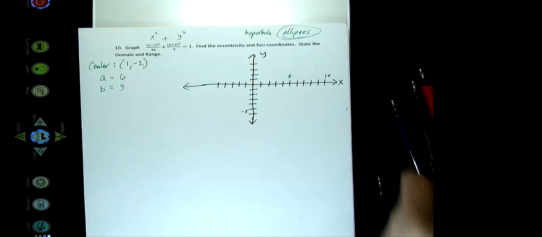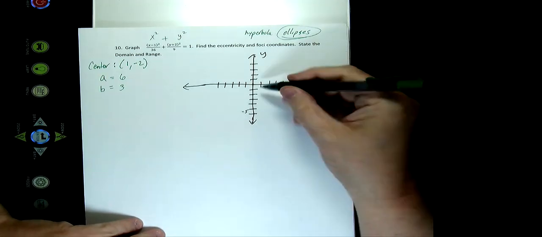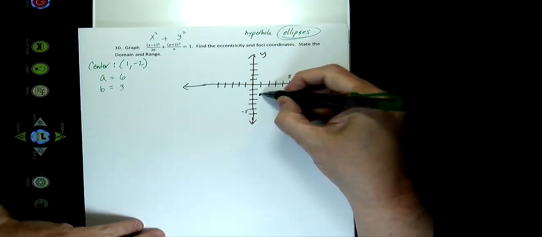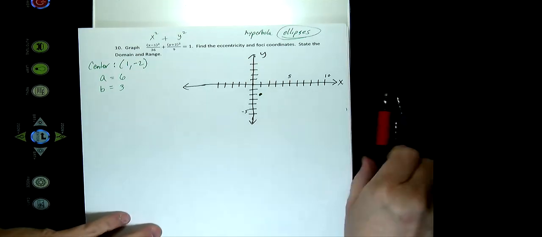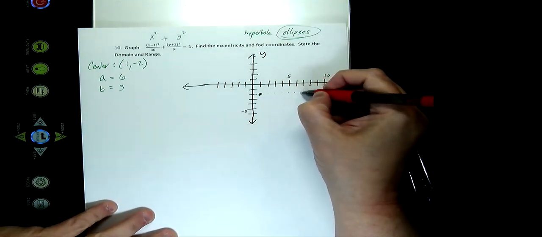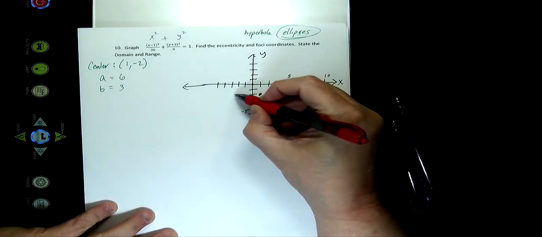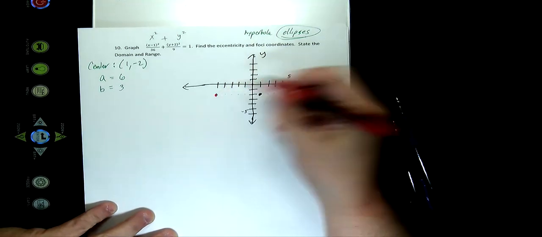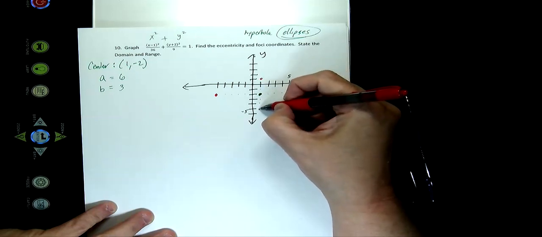All right, I'm going to put my center down right where I said it was, 1, -2. What do I do with the a and the b? I go to the right 6, 1, 2, 3, 4, 5, 6. I go to the left 6, 1, 2, 3, 4, 5, 6. And the 3 says go up 3 and down 3.